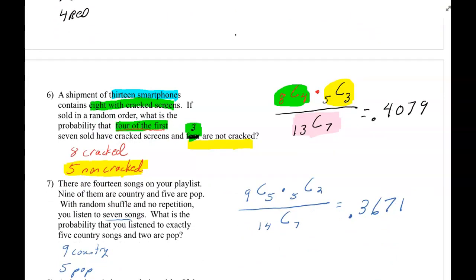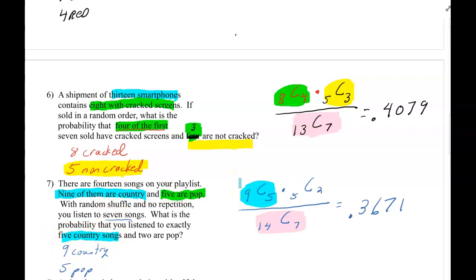For problem number 7, there are 14 songs on your playlist. 9 of them are country, and 5 are pop. With random shuffle and no repetition, you listen to 7 songs. So the denominator, out of those 14, you're choosing 7. Sometimes people like to do the denominator first. What is the probability that you listen to exactly 5 country songs? So out of those 9 country songs, you're choosing 5.